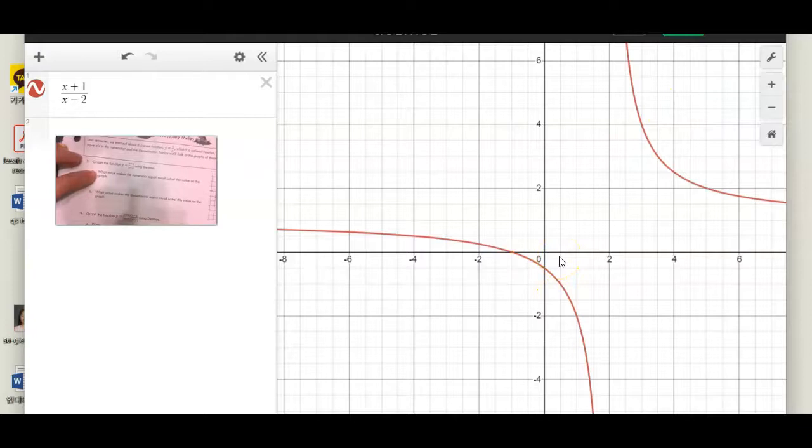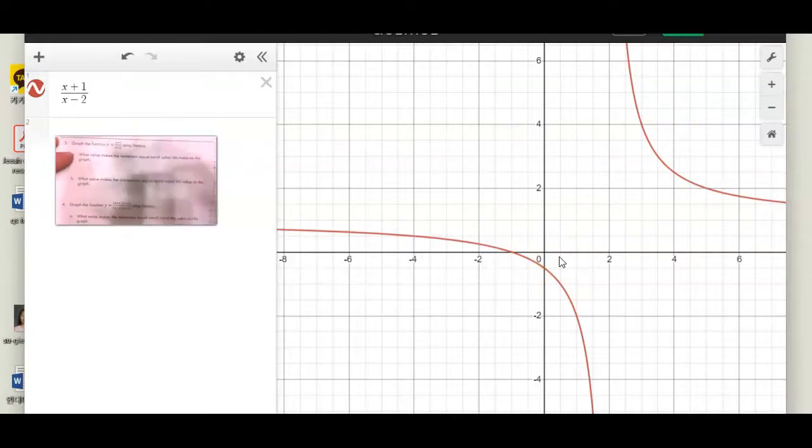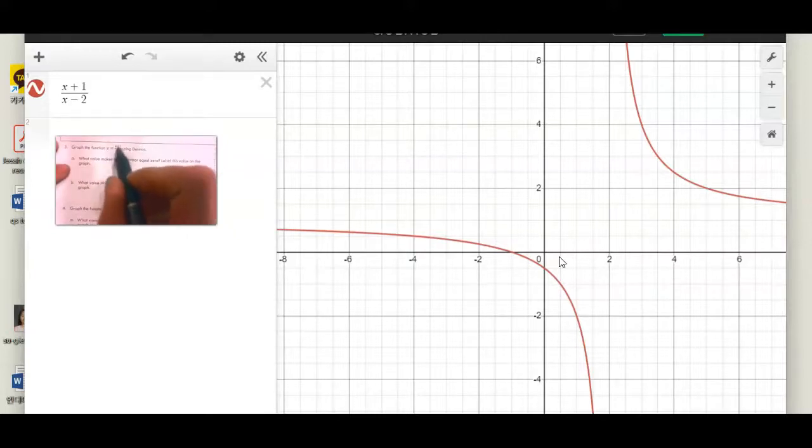All right, it says: what value makes the numerator equal to 0? Label this value on the graph. So what is the numerator? x plus 1. I'm going to set x plus 1 equal to 0. Subtract 1 from both sides. x equals negative 1 is what makes my numerator equal to 0. Label this value on the graph.